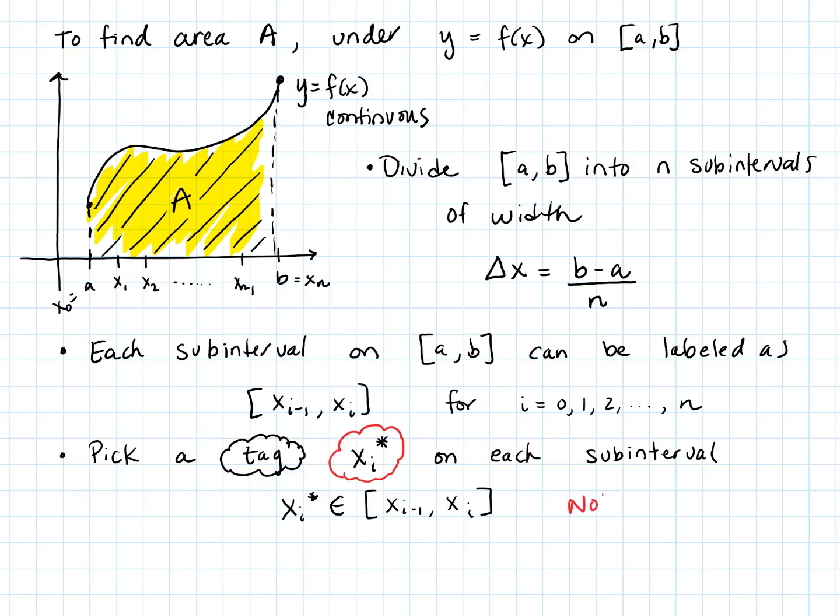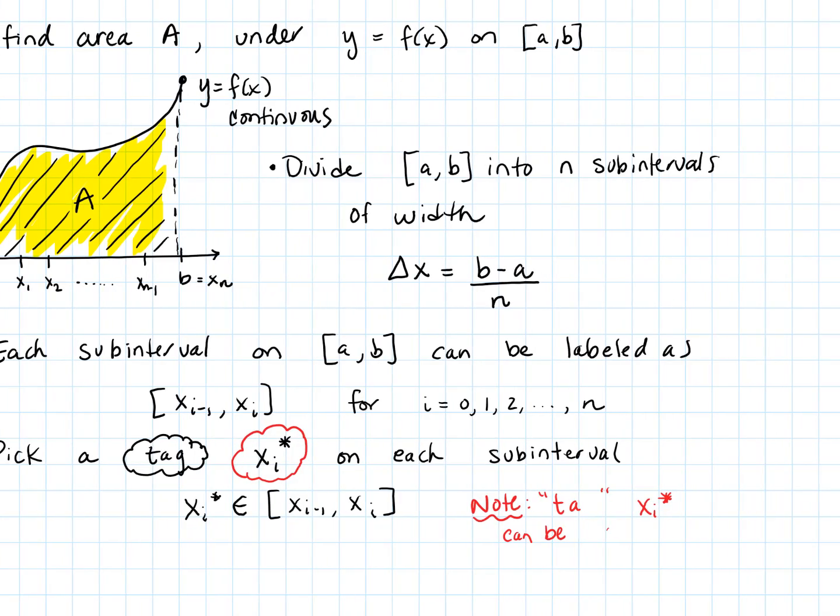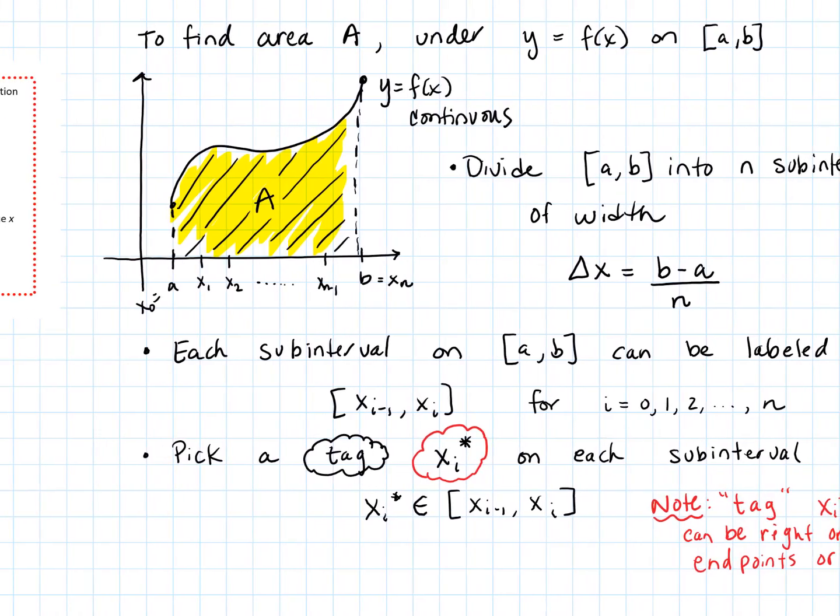I'll make a little note here. The tags, this idea of a tag, x sub i star, can be, and often is, the right-hand endpoint, the left-hand endpoint, or the midpoint. It tends to be one of those, like we've already looked at, but it can truthfully be anything. And so why is that?